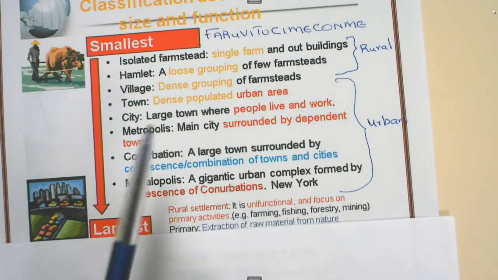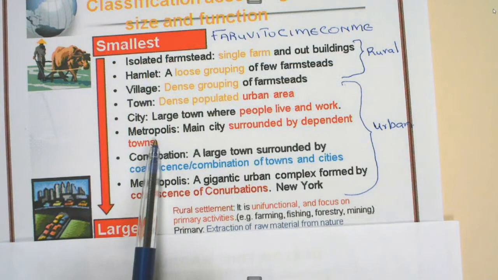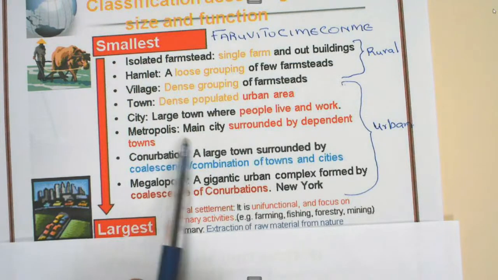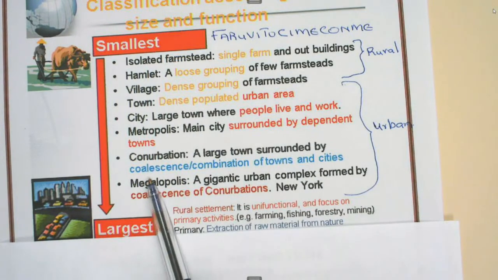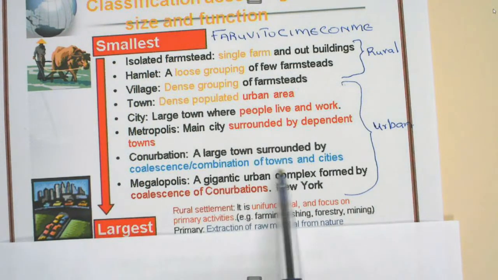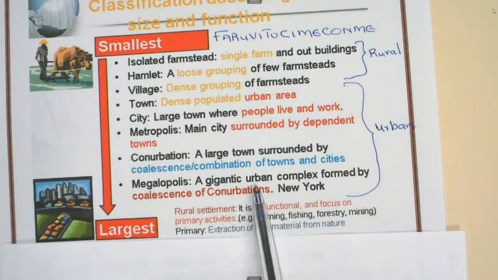So city, large town where people live and work. Metropolis or metropolitan, main city surrounded by dependent towns. Conurbation, a large town surrounded by coalescence and combination of towns and cities. Megalopolis, a gigantic urban complex formed by coalescence of conurbations, e.g. the eastern seaboard of America.